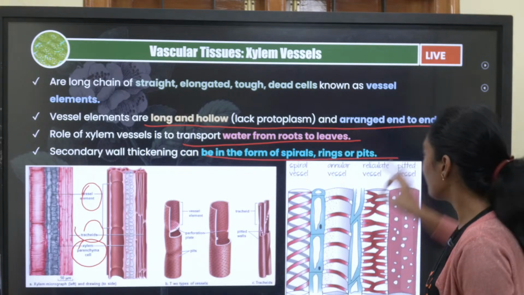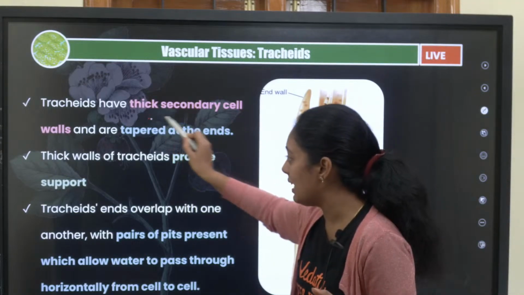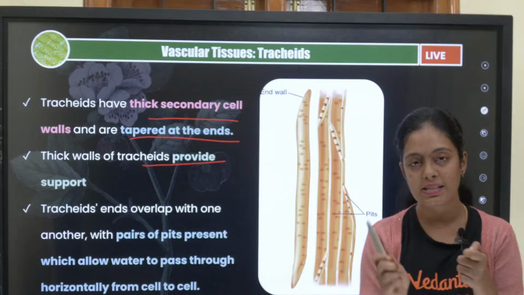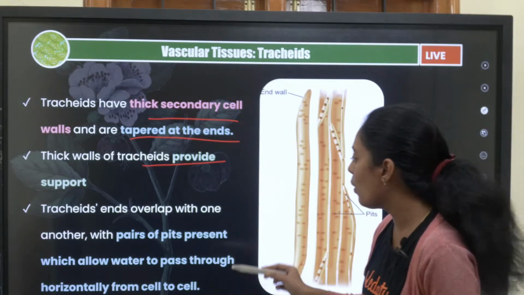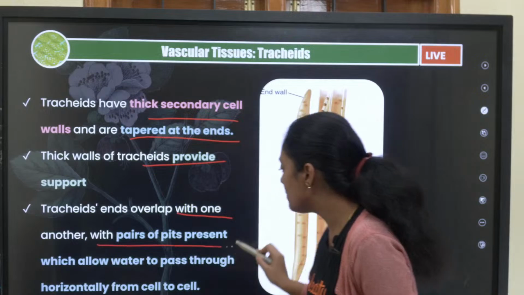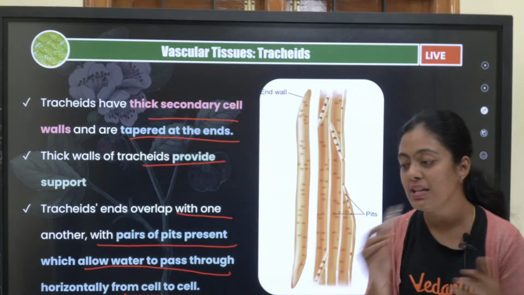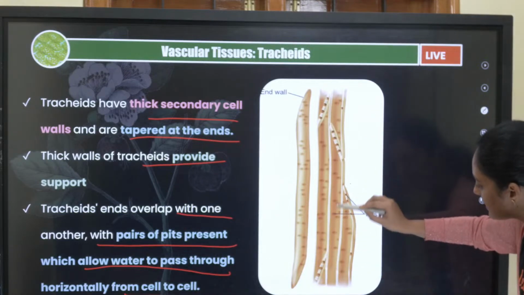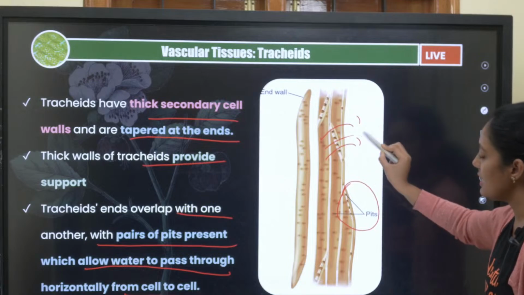Tracheids. Tracheids have thick secondary wall and are tapered at the end. The thick walls of the tracheid provide support, and that's why your plant is very strong. This tracheid overlaps with one another with pairs of pits present, which allow the water to pass horizontally from one cell to another cell. Yes, see, pits are there. So with the pits, transport of water happens very easily.